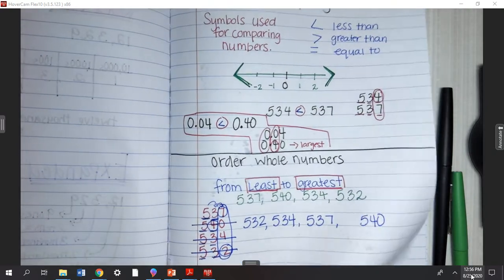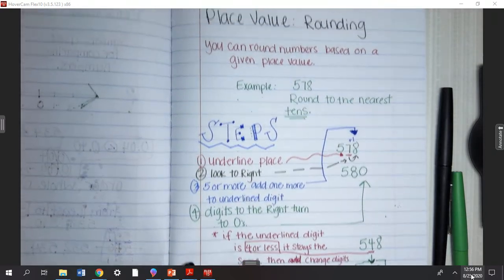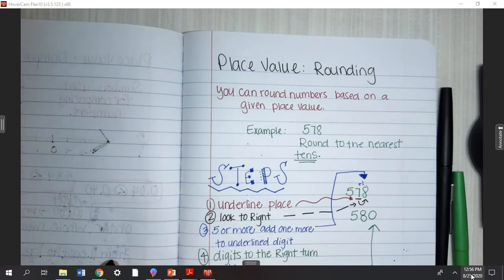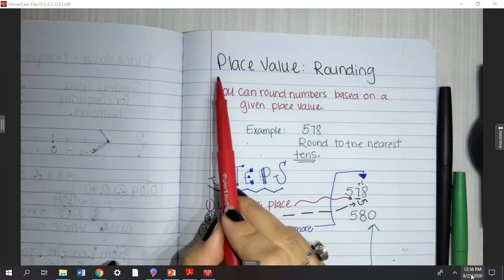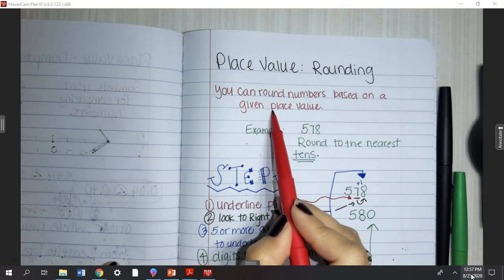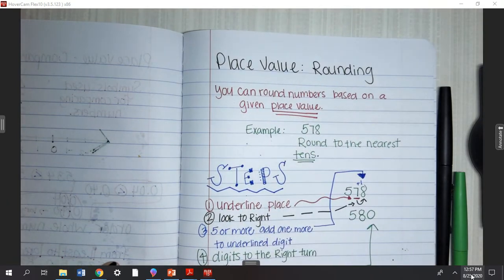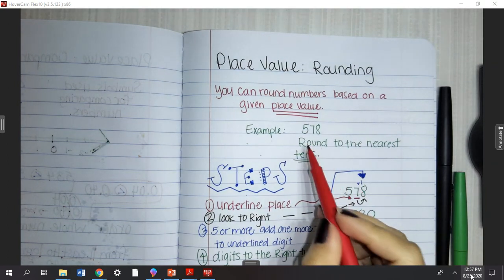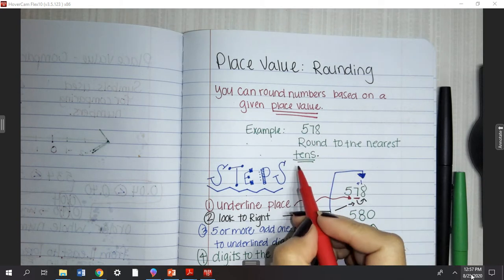So let's get started. I went ahead and started writing the notes for today, so I'm going to go over those with you. We're doing place value rounding. You can round numbers based on the given place value. So you might have heard, round 578 to the nearest tens.